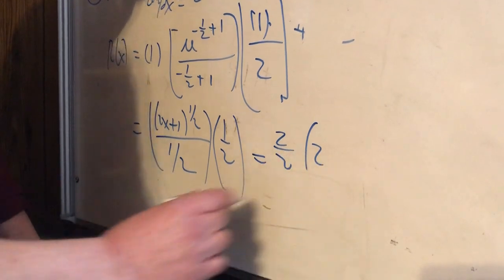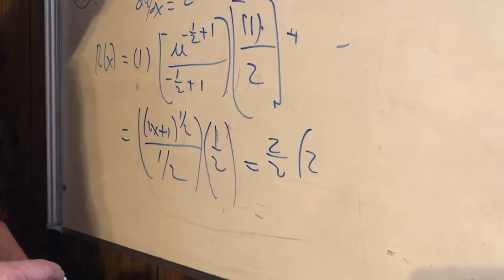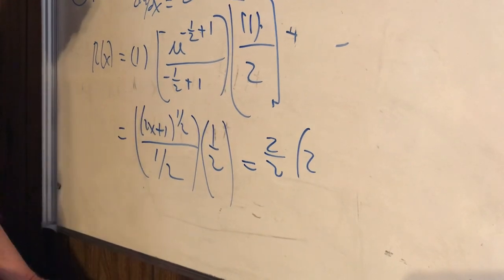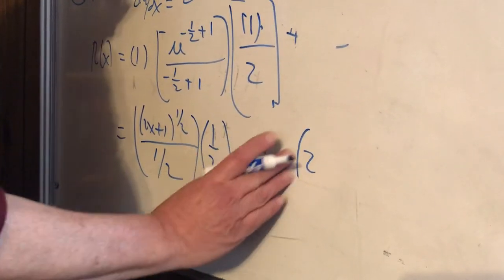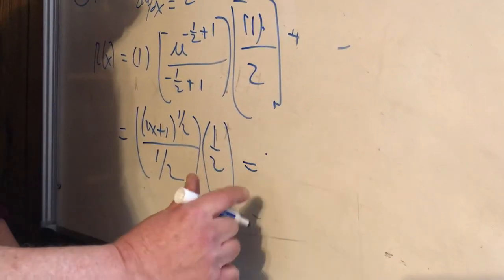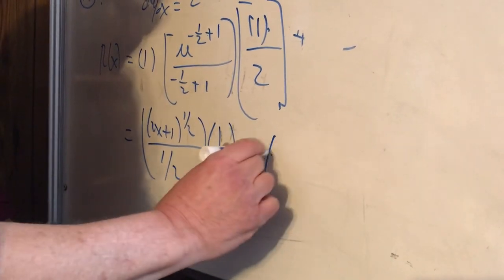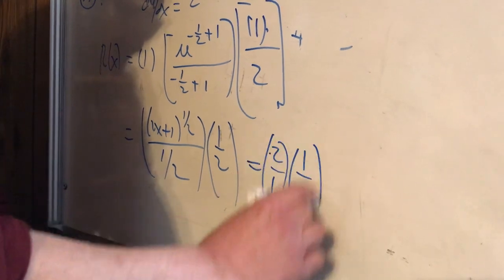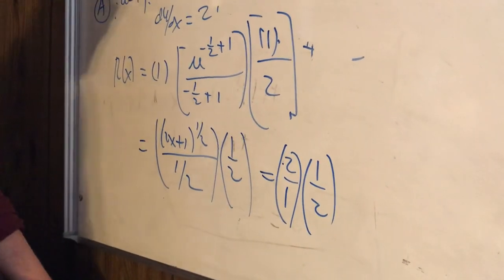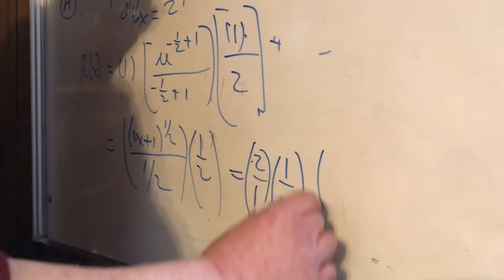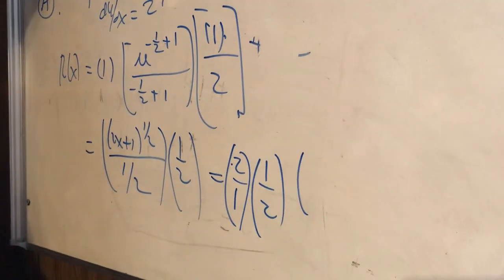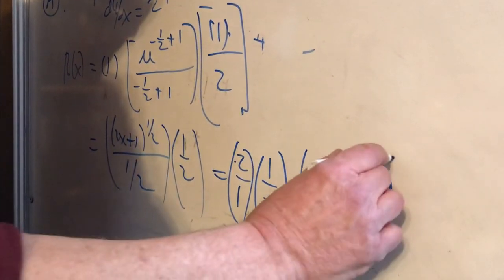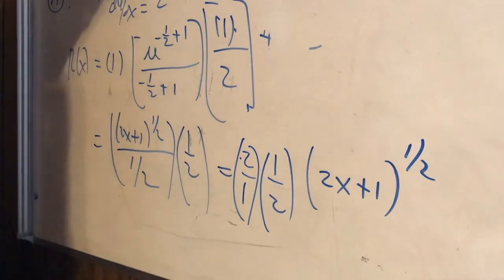2 over 1, you mean? No, 2 over 2. It's 1/2 times 2. You want to do it this way? This is going to give you 2 over 1 as you multiply times 1/2, right? Right. Okay, yeah, I skipped the step, I know. I shouldn't have. (2x plus 1) to the 1/2.